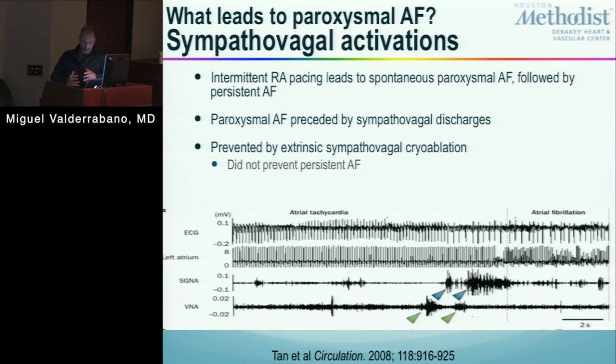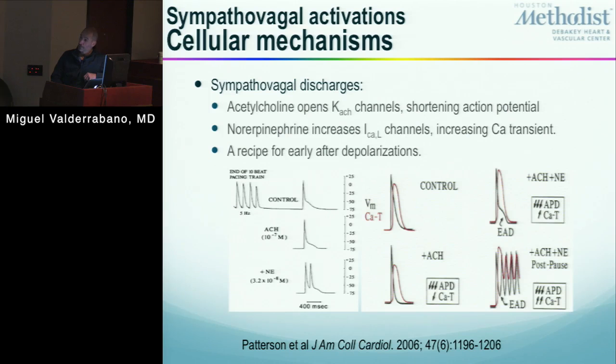And how does this lead to atrial fibrillation? It's also fascinating from the cellular standpoint. So this is what is known. When a myocyte gets exposed to acetylcholine, this opens potassium channels that shorten the action potential. Basically, potassium comes out, and you go from a long action potential to a shorter action potential. That basically allows the cells to beat faster because it shortens the refractory period.